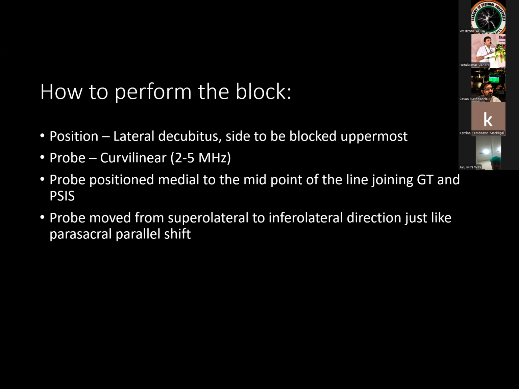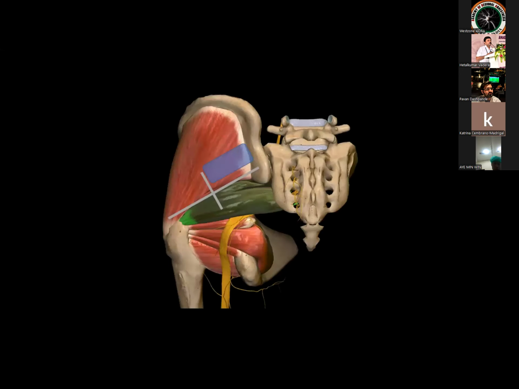So how to perform this block? The position will be lateral decubitus, with the side to be blocked uppermost. The probe is curvilinear. Probe position is medial to the midpoint of the line joining the greater trochanter and posterior superior iliac spine. The probe moves from superior lateral to inferior lateral direction, just like the parasacral parallel shift. As we can see in this image, we draw one line from the posterior superior iliac spine to the ischial tuberosity, the midpoint of that line is marked, and we place the probe medial to the midpoint.